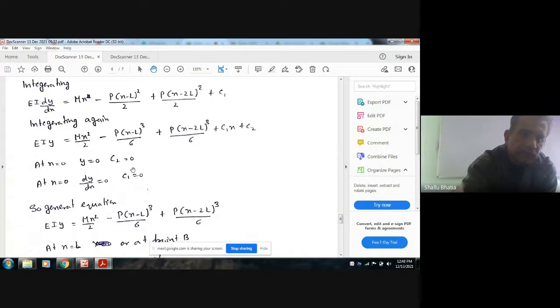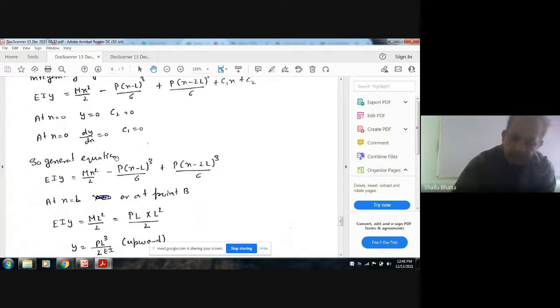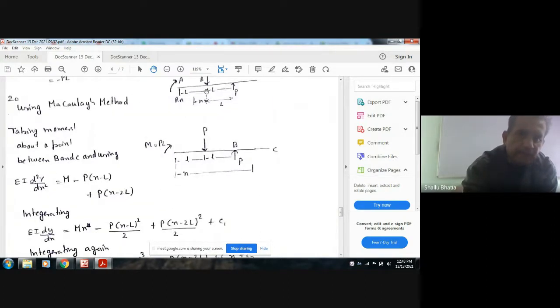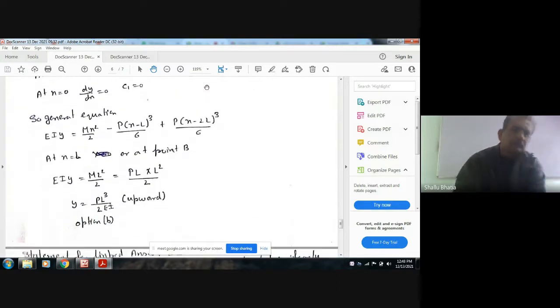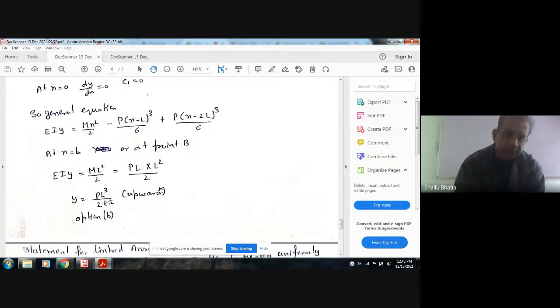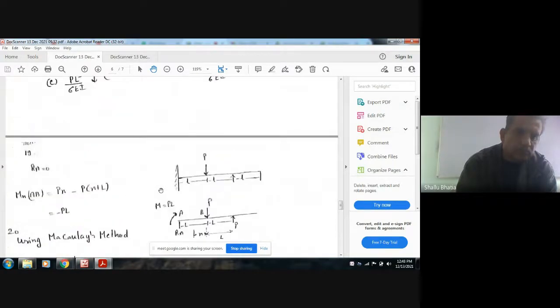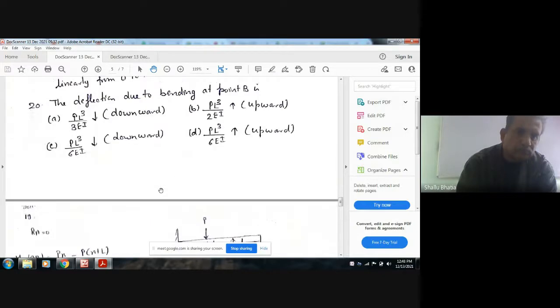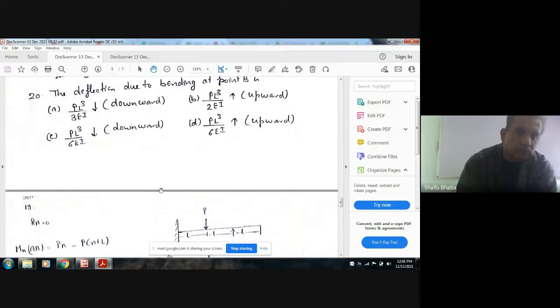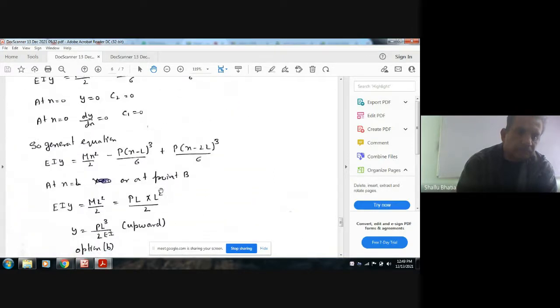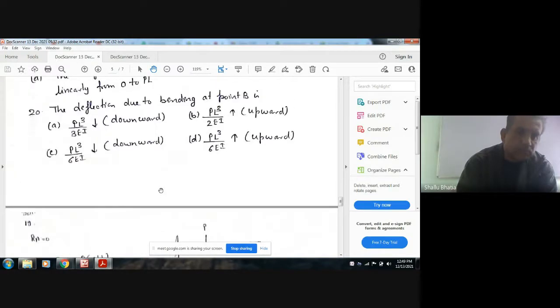Now if we want to find out the deflection at point B, we will put x equal to L. Then EI y is found, and it will be PL³ by 3EI, and it will be in the upward direction, so it is positive.